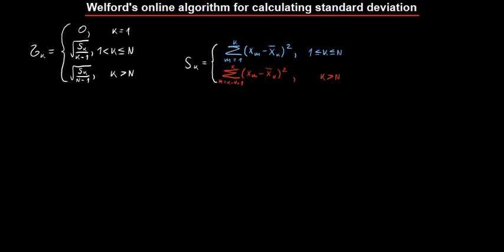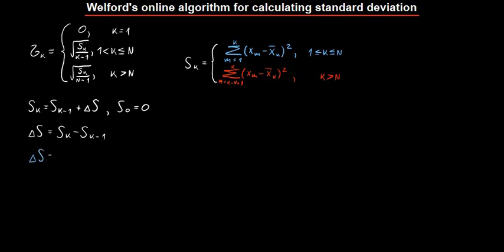Now, Welford's algorithm avoids calculating these two summations using loops. Instead, the current sum of squares is calculated recursively as the previous sum of squares plus delta s, with the initial condition s0 equals 0. We can see that delta s is just the difference between the current and the previous sum of squares, and our goal is to derive a simple expression for it for both of the cases we have here.